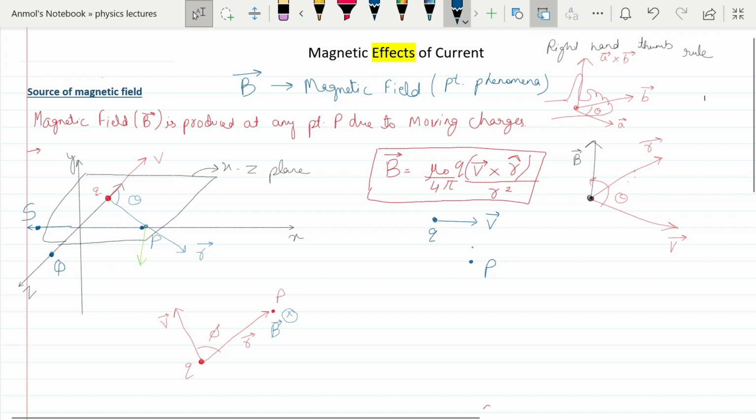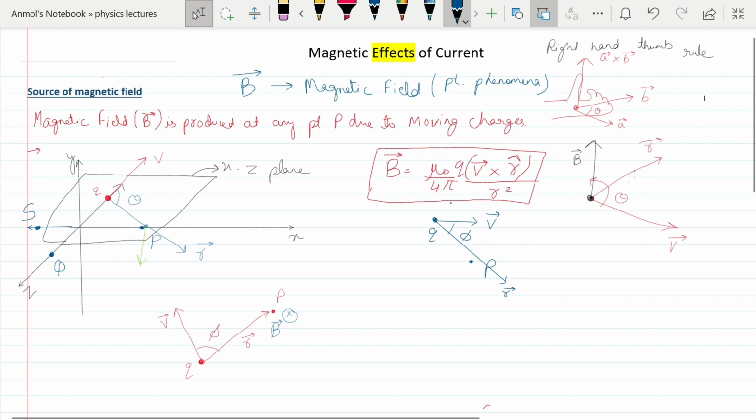What the magnetic field will be depends upon the position of this point of interest. I'll call this the point of interest P. Where it is located will determine what magnetic field is acting at this point. For that, we first have to get the position vector of this point P. So let's suppose the position vector here is R, and they have an angle phi here. So what will be the magnetic field at this point? It will be given by this formula.